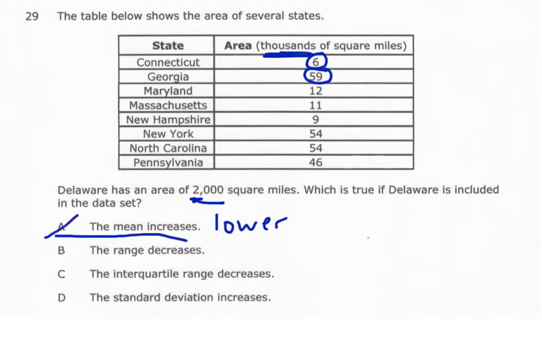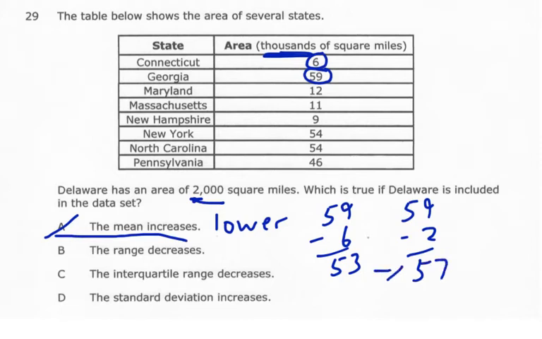What about the range? That's just the highest number minus the lowest number. Currently, 59 minus 6 is 53. What if we added that 2 in there? 59 minus 2 would be 57. So our range actually increases from 53 to 57 if we add that. So that's not right. So without getting a calculator out or doing any crazy calculations, we've already given ourselves a 50-50 chance. Okay, and C and D are going to be a little more challenging.